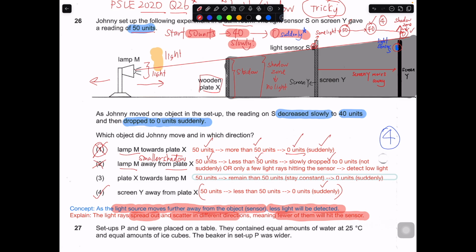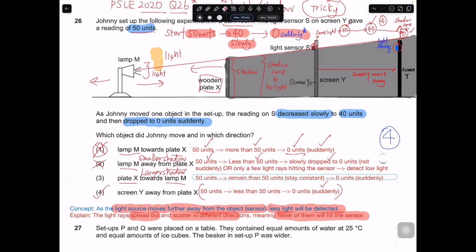So number 3, if you put plate X towards lamp M. What does this mean? You move this one here, and obviously you get a larger shadow. A larger shadow. But why can it not be the answer? A lot of students will choose this.